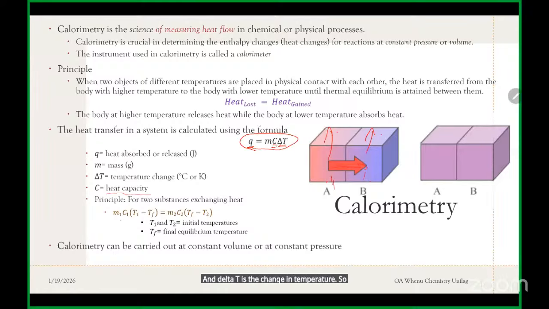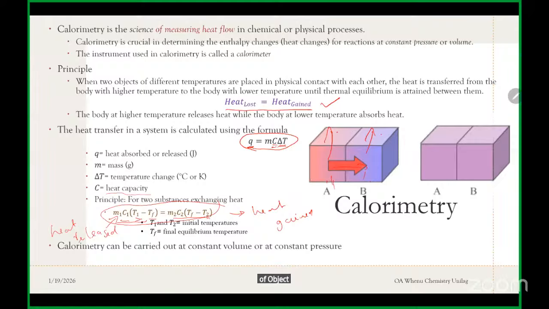If we go by this equation, the principle means that the heat released is equal to the heat gained. So if we call this the heat released, this will be the heat gained, with T1 minus TF. T1 is the initial temperature of object one, and T2 is the initial temperature of object two.